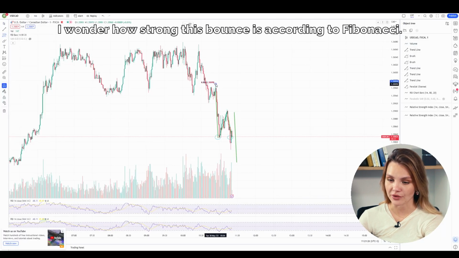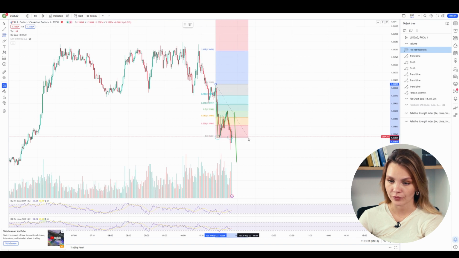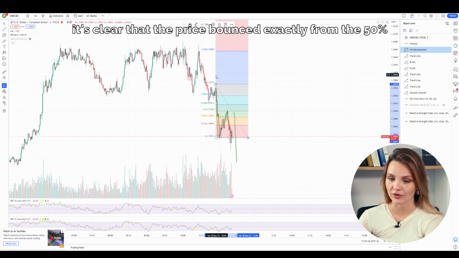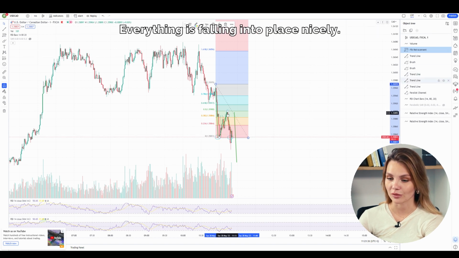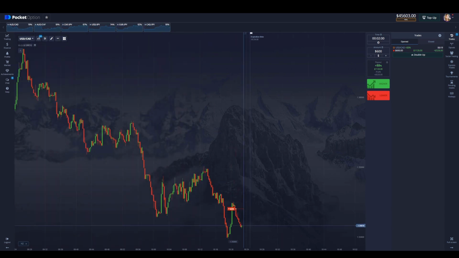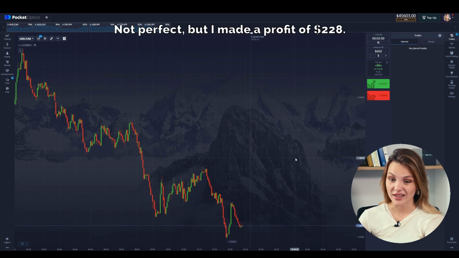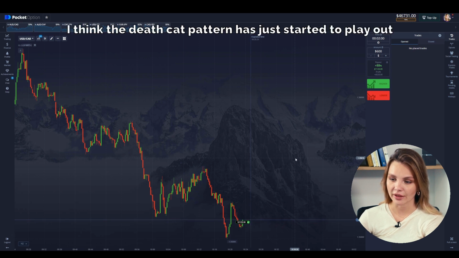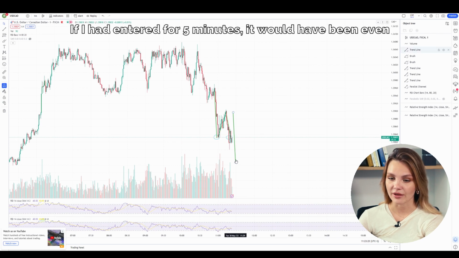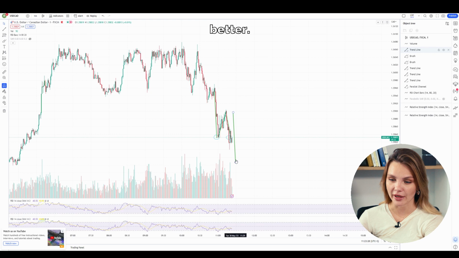I wonder how strong this bounce is according to Fibonacci. So, according to the Fibonacci levels, it's clear that the price bounced exactly from the 50% level. Everything is falling into place nicely. Not perfect, but I made a profit of $228. I think the dead cat pattern has just started to play out, and soon the price will actually drop to the level I marked. If I had entered for 5 minutes, it would have been even better.